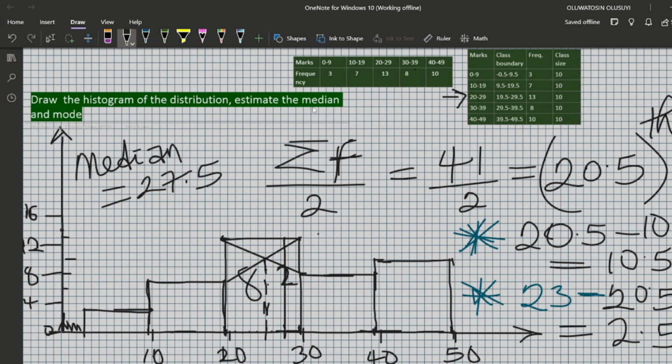So what value is this? This is 20, 21, 22, 23, 24, 25. My mode is equal to 25. So we have been able to generate our mode and our median from this graph. You can replicate it in your own book or your own graph book and practice it.